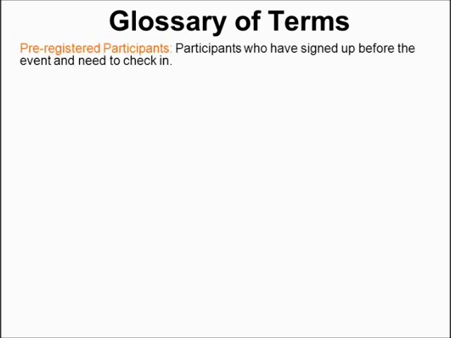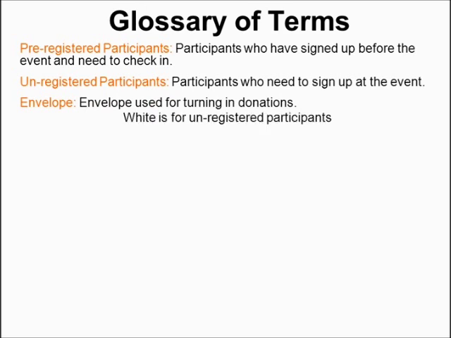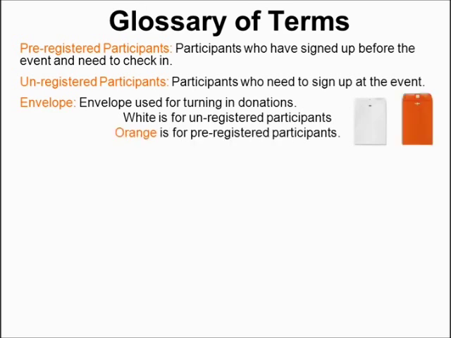Here are some glossaries of terms or concepts that you'll need to know. A pre-registered participant means a participant who has signed up before the event and needs to check in. An unregistered participant are participants who need to sign up at the event. An envelope is an envelope used for turning in donations. A white envelope is for unregistered participants, and an orange envelope will be used for pre-registered participants.